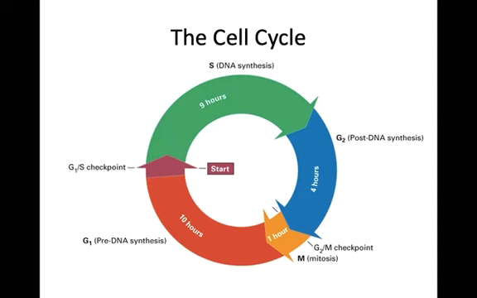Basically, any diploid organism will have chromosomes that come in pairs, and before any cell division occurs, the S phase has to occur.